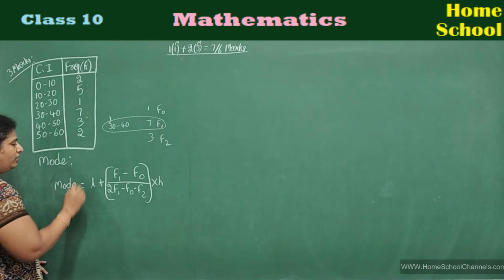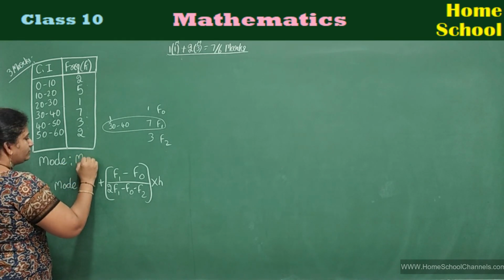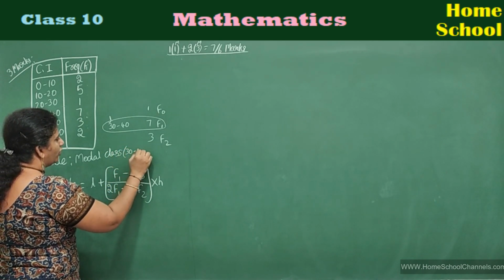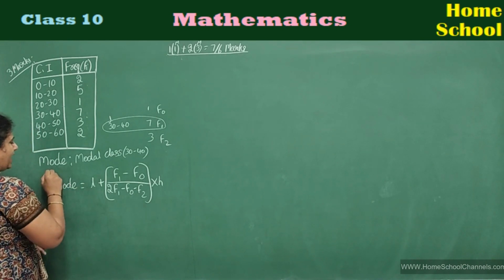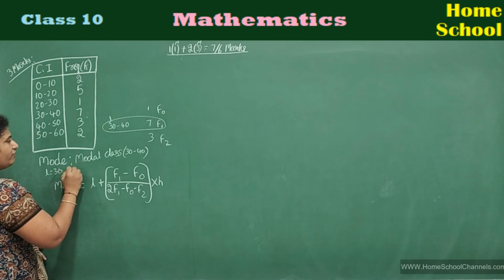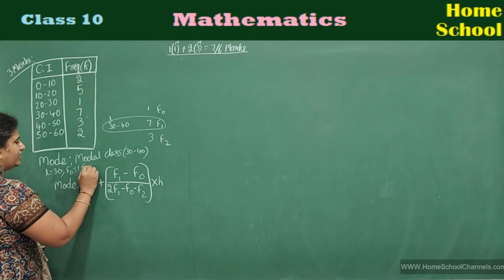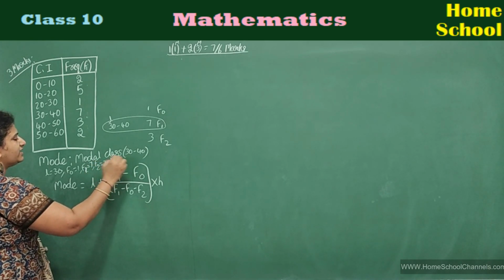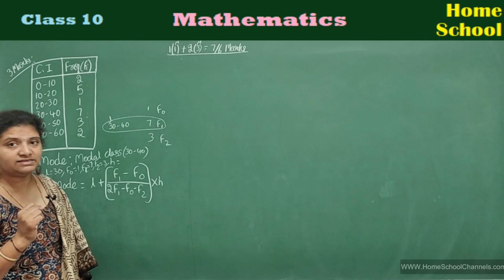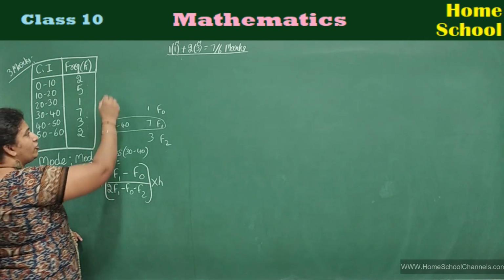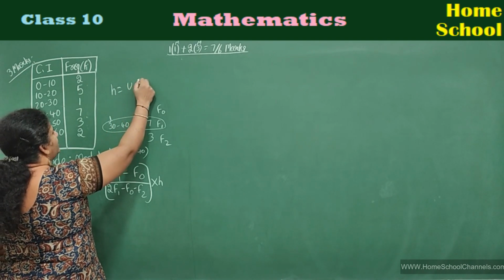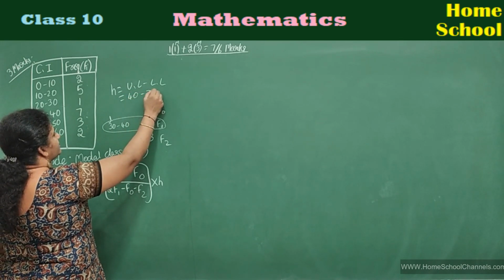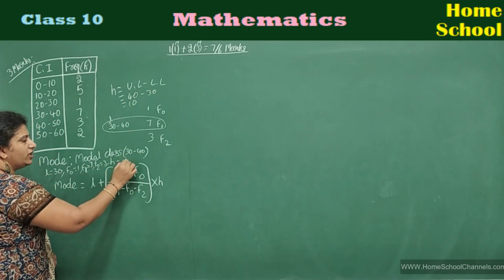Let us substitute here. Identify the modal class. Modal class is 30 to 40. Then write L is equal to 30, F0 is equal to 1, F1 is equal to 7, F2 is equal to 3. What is H then? H is the class size. How do you get the H value? Upper limit minus lower limit will give you the class size. 40 minus 30 is 10. H is equal to 10.